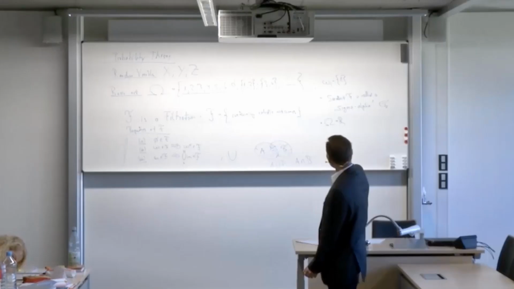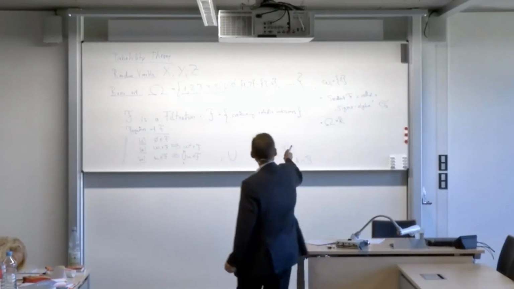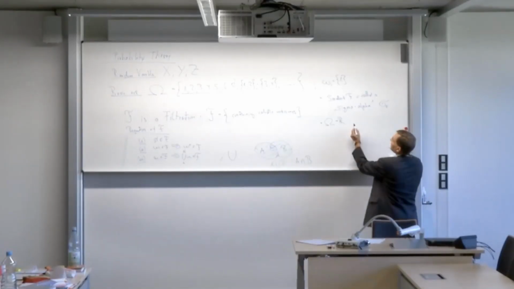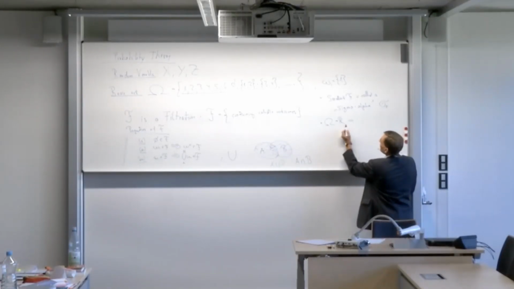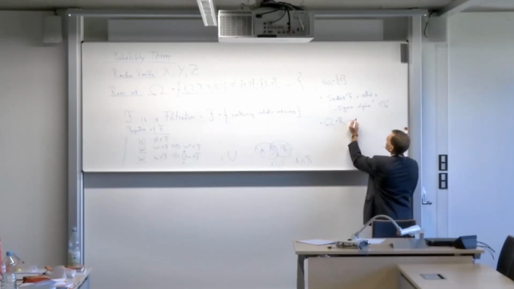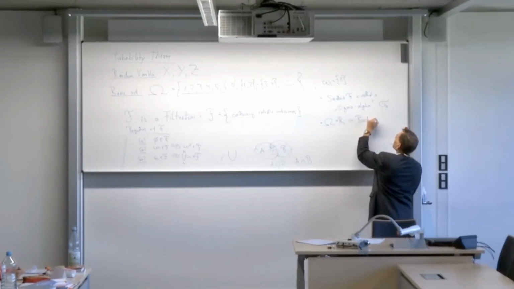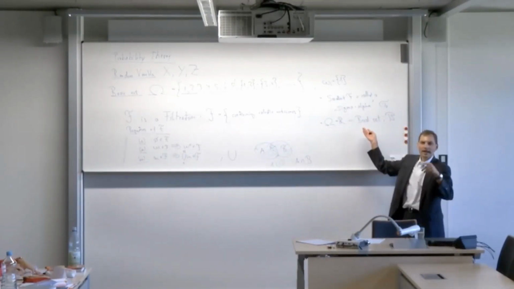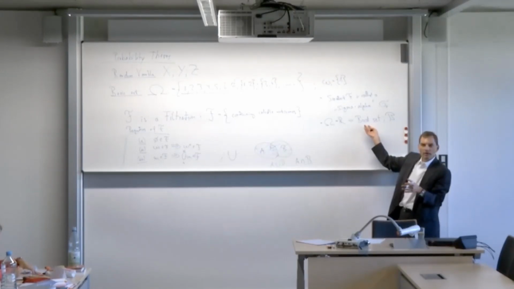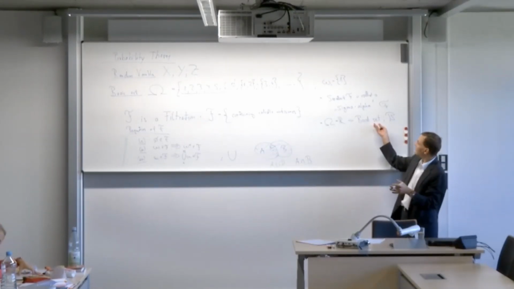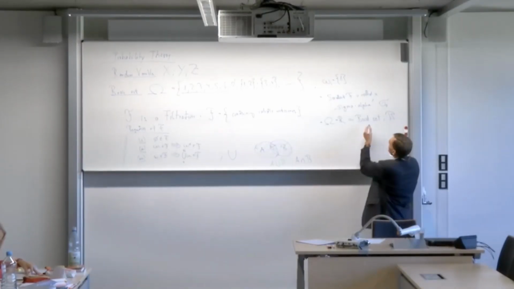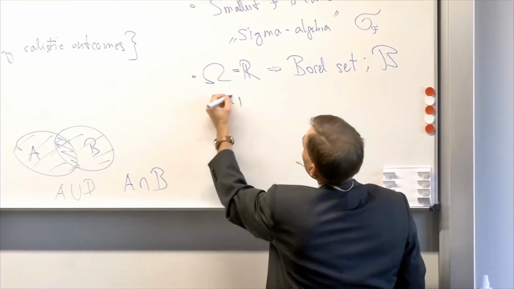Possible. But now suppose omega is the real line. In this case, the filtration is called a Borel set, and we use the letter B for this. Then we are not using the letter F, and we are not calling it a filtration. We call it a Borel set that has these properties. And the smallest Borel set, you can say, is a Borel sigma algebra.